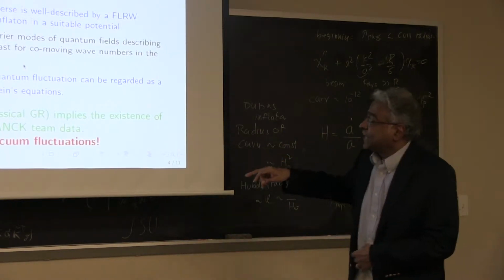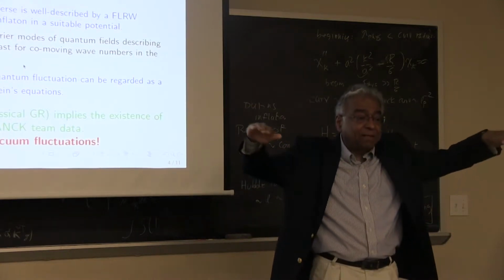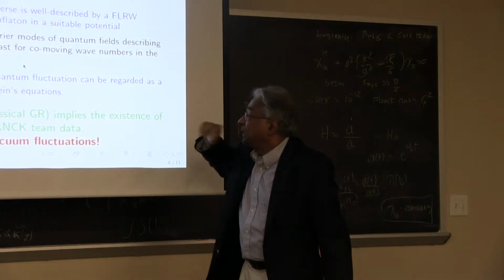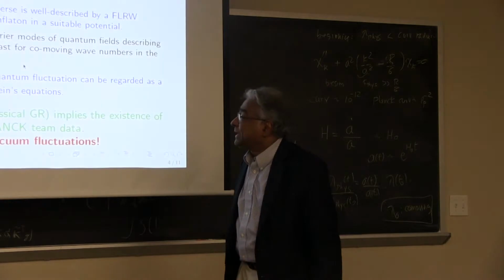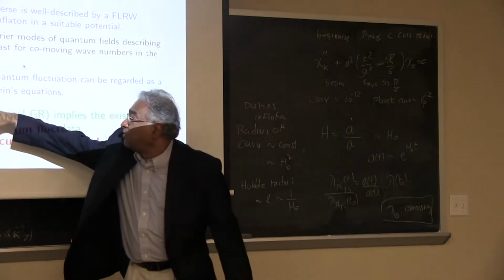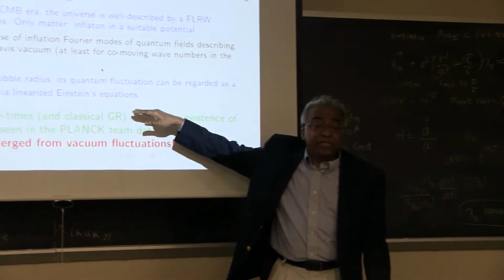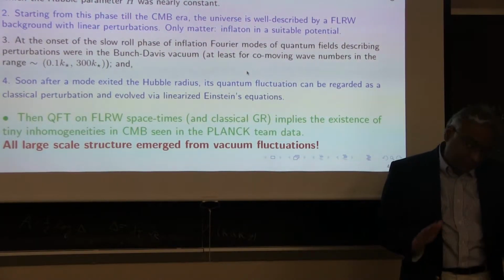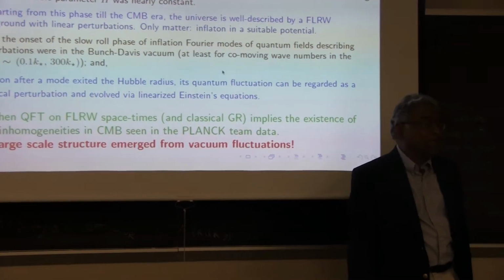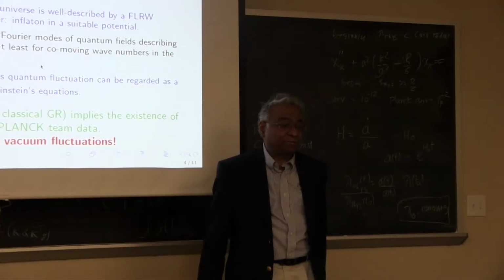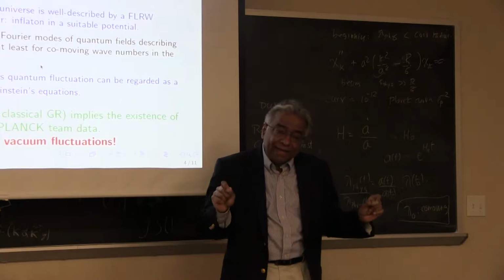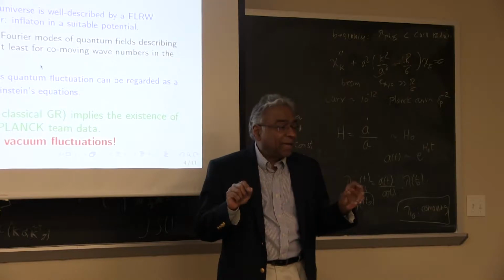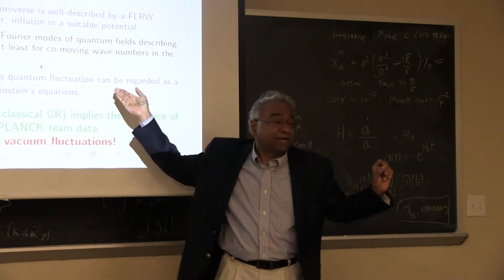What one is assuming here is that once the mode exceeds the Hubble radius, once its wavelength becomes large, that part of the perturbation can be treated as a classical perturbation and evolved via Einstein's equation. There is a lot of literature about whether this assumption is justified. I do have a clear understanding of it, and the statement is that it is justified to a great approximation. In other words, the mode is still quantum mechanical, but its behavior is tracked extremely accurately by the classical equations after it exits the Hubble horizon.